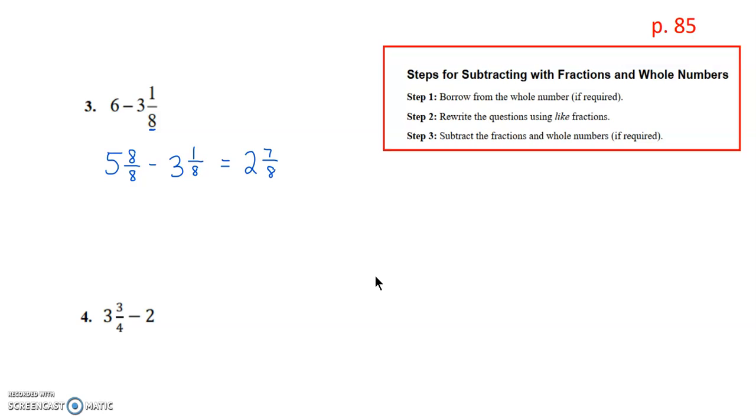And for number 4, we have a mixed number minus a whole number. We don't need to borrow at all here because we have the fraction coming first. So all we have to do here, be careful, watch these ones, is subtract. 3 minus 2 is 1, and that 3/4 is tacked on. So our answer there is 1 3/4.